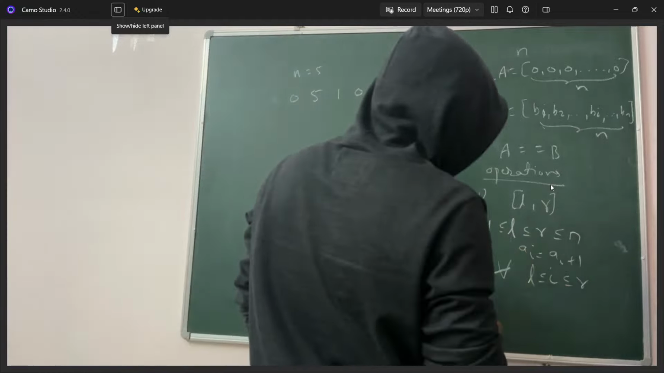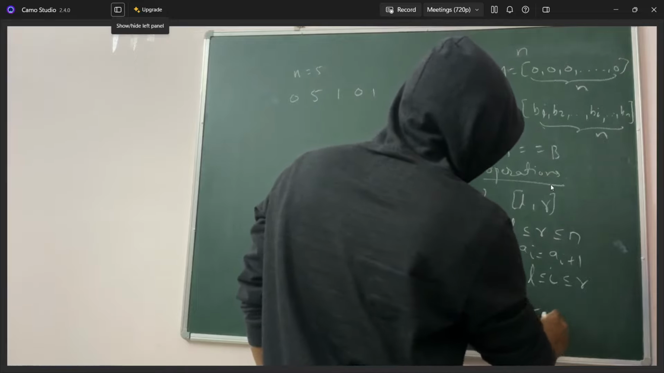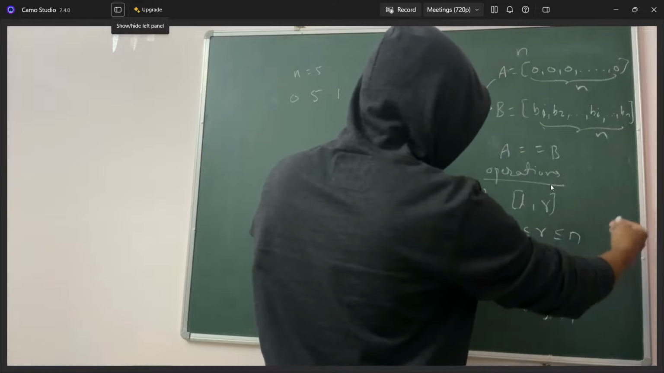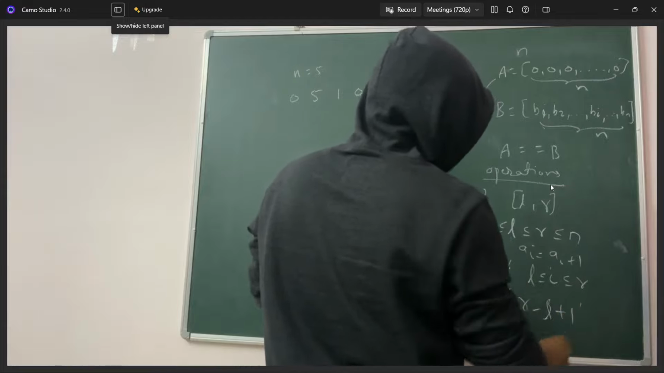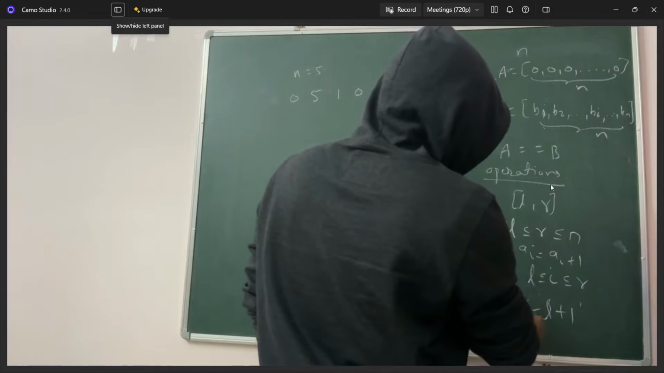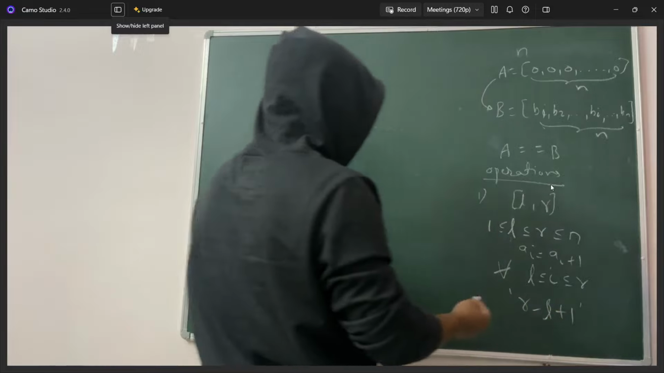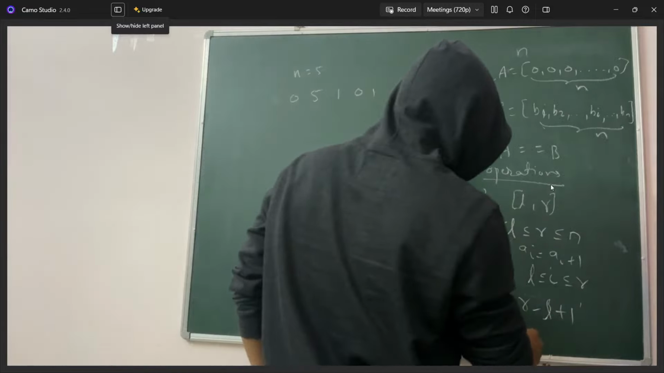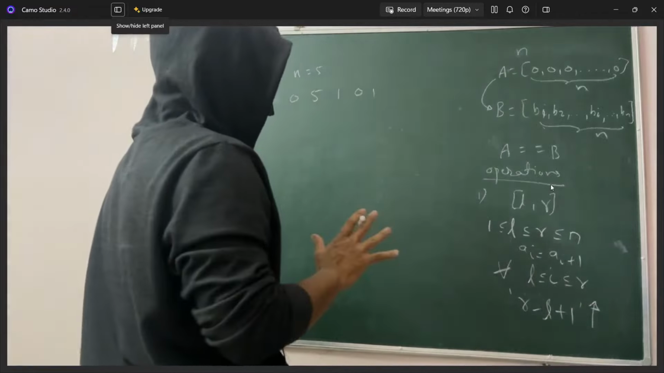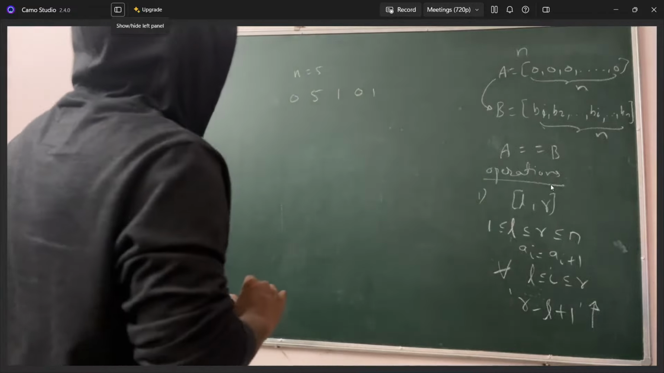R minus L plus 1 is the range, right? So when you're doing this operation n times, you will have to maintain this R minus L plus 1. Whichever operation gives the maximum, you will have to maintain that maximum and display it. So this is the problem statement. I think you guys have understood. Even if you don't understand, don't worry.